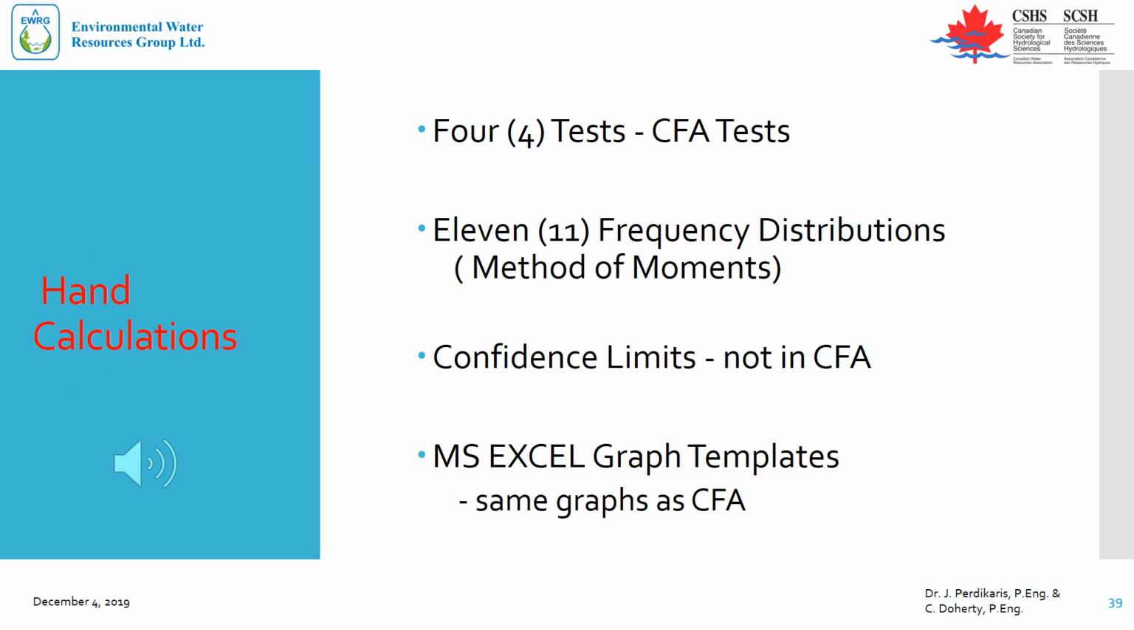During the course, we will show the attendees how to do basically all of the work by hand, with hand calculations or a spreadsheet program, whichever is easiest for the attendees. We show you how to do the calculations for the 4 tests of randomness, trend, homogeneity, and independence. Also, the outlier test by Grubbs and Beck. We'll show you how to do the 11 distributions through the method of moments, and the confidence limits, which are not in CFA, but most guideline documents request that you do.